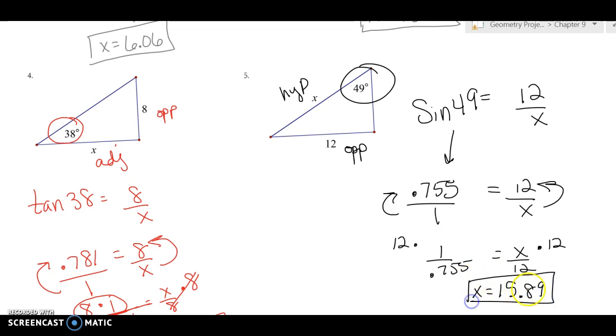And that's it. Just remember the basic steps. Circle your angle, label the side you're given, and then pick your ratio. And then from there, you write your problem and you solve it.